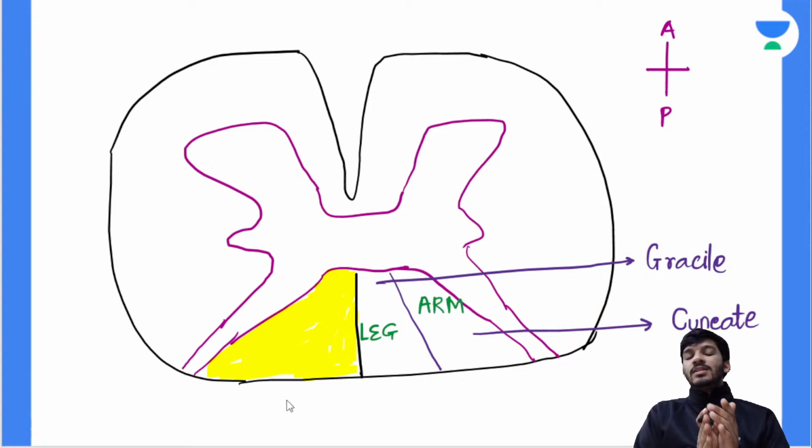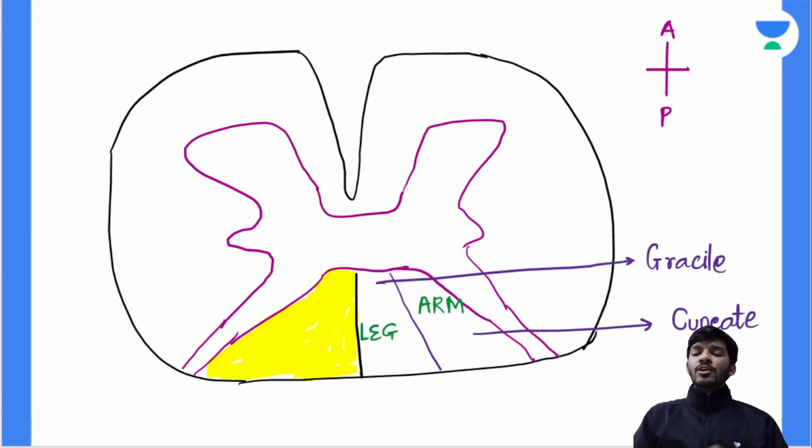Okay, so this is the somatotopic organization. And how do you remember this? See, gracile, gracious, right? What is gracious? So please remember that the legs of that girl were very graceful. So you can remember the legs of that girl were very graceful, right? So gracile fasciculus is related to the leg, right?